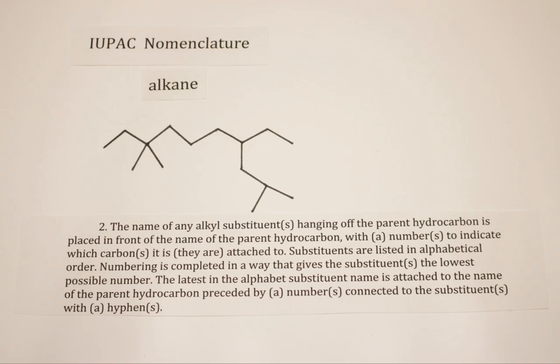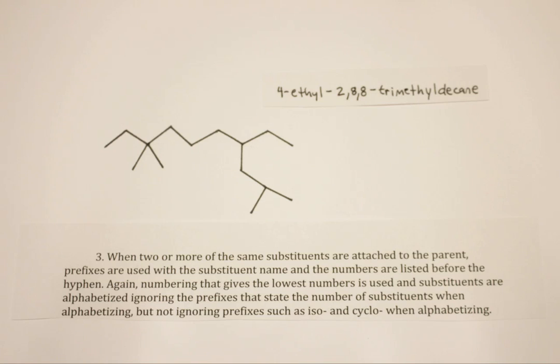Now, if there's more than one of a specific substituent, you're going to give it a prefix to say how many there are, and you list the numbers that they come off of the parent hydrocarbon at with commas and put a dash, like you always do.